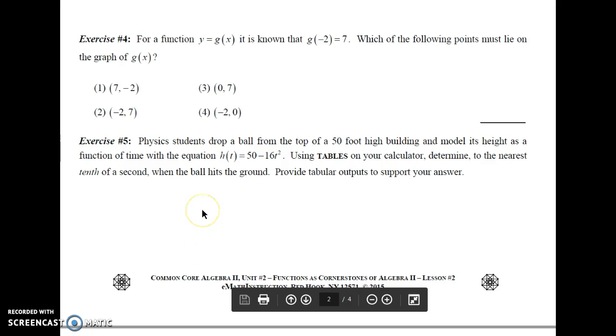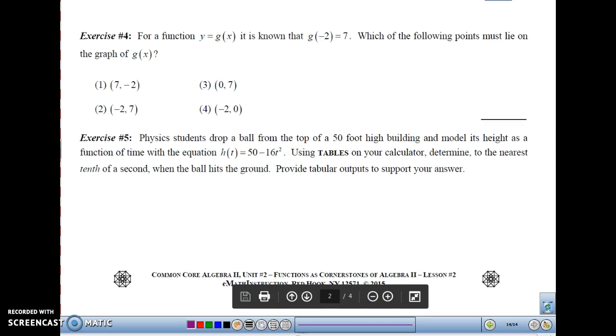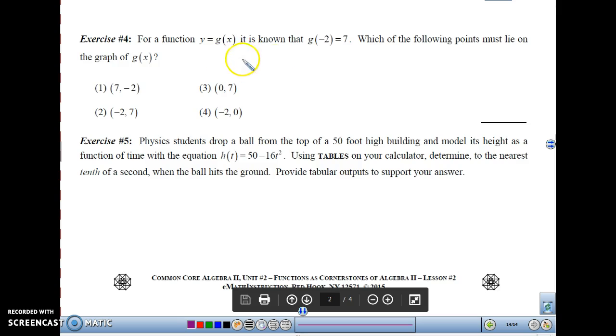All right, for the last two questions on the notes, I would like you to answer them yourself. So for exercise 4, for a function y equals g of x, it is known that g of negative 2 equals 7. Which of the following points must lie on the graph of g of x? See if you can answer that. Exercise 5, we're going to do together tomorrow in class. So if you finish exercise 4, exercise 5, and the one in the front of the sheet, number 1C, see if you can work them out. And we'll do the rest tomorrow.